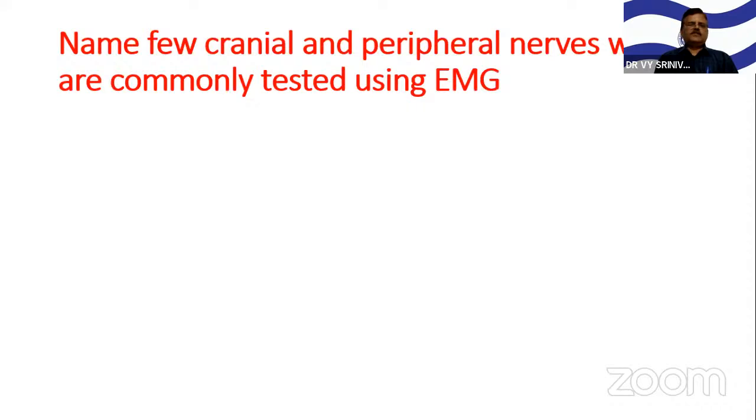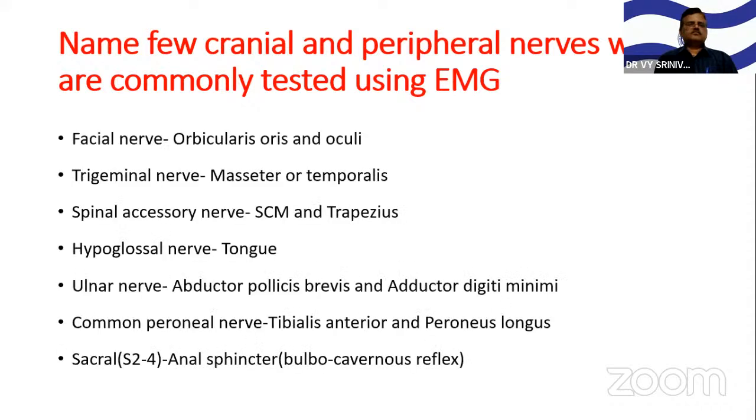Name a few cranial and peripheral nerves which are commonly tested using electromyogram. So we can monitor facial nerve, trigeminal nerve, spinal accessory nerve, and the hypoglossal nerve. The muscles at which they are monitored: orbicularis oris and oculi for facial nerve integrity, masseter or temporalis for trigeminal nerve, sternocleidomastoid and trapezius for spinal accessory nerve, and the genioglossus muscle for hypoglossal nerve.